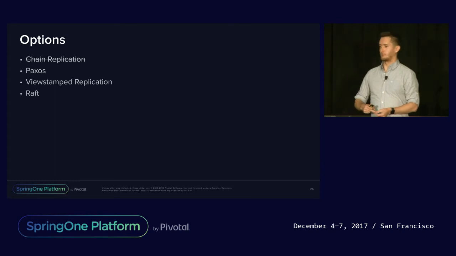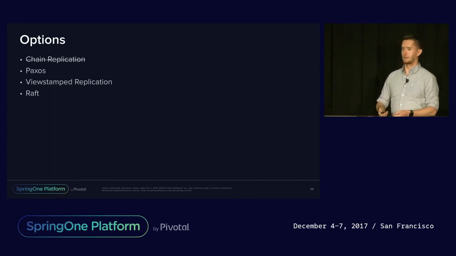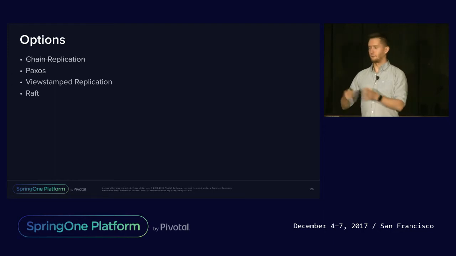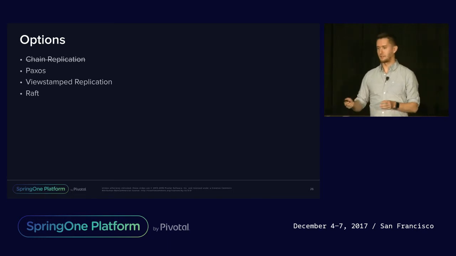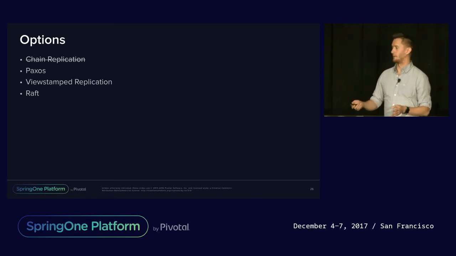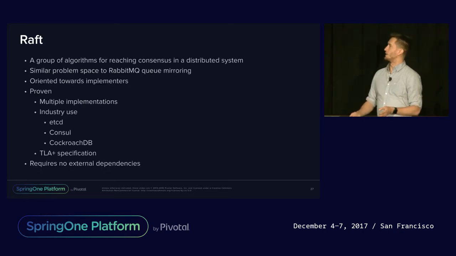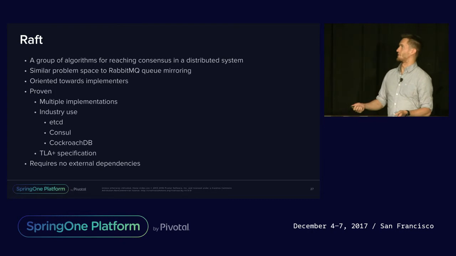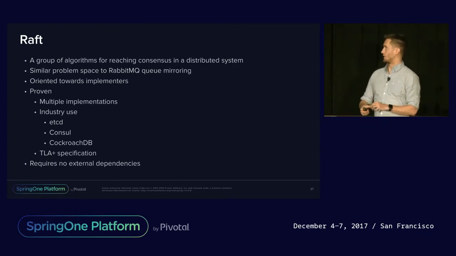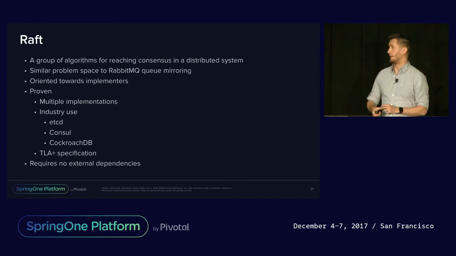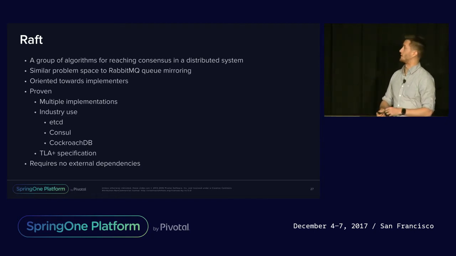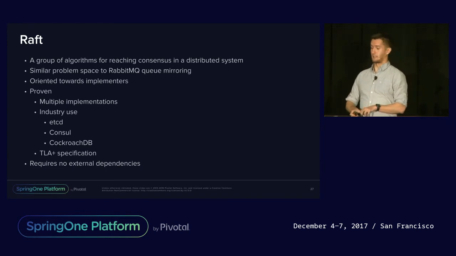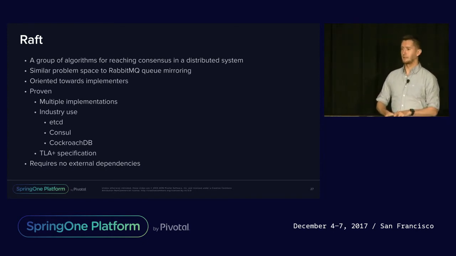And a few years ago, a new algorithm appeared in this space called Raft, which tries to have fewer blanks that implementers have to fill. So it is implementer-oriented. And it tries to cater to system implementers in a variety of ways. So what is Raft? It's a group of algorithms that collectively help you reach consensus in a distributed system where nodes can fail. If you take a look at the paper, it covers a very similar problem space to at least RabbitMQ queue mirroring and some other parts as well. Like I said, it tries to be implementer-friendly.